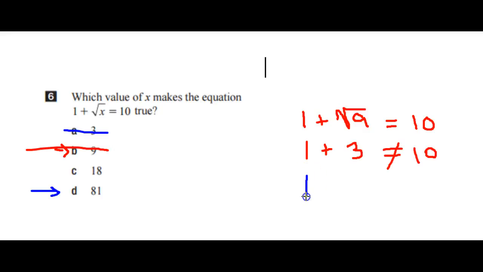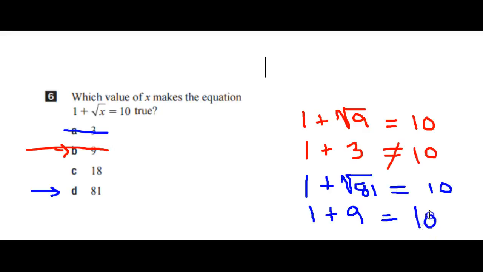So 1 plus the square root of whatever x is. I'm deciding here to try 81. So let's try 81. And I want to know if that's equal to 10. So again, if you don't know mentally what the square root of 81 is, go ahead and use your calculator. I know that the square root of 81 is 9. And I know that because 9 times 9 gives me 81. So 1 plus 9 will give me 10. There, I've got it. My left side equals my right side. D is my answer. Good to go.